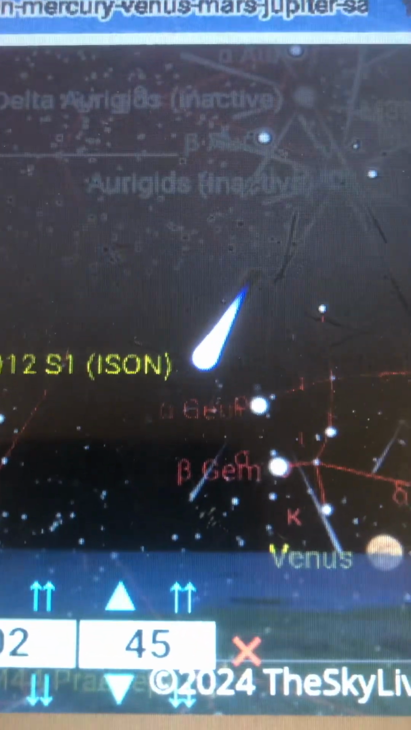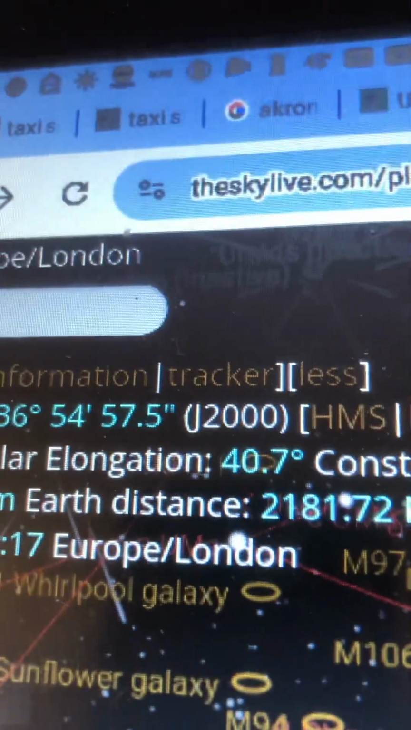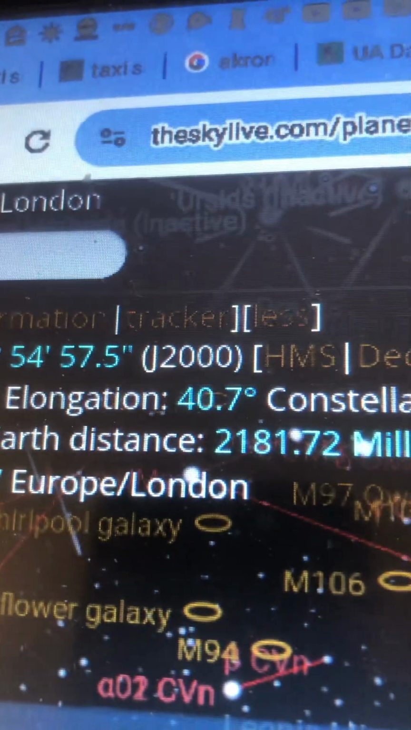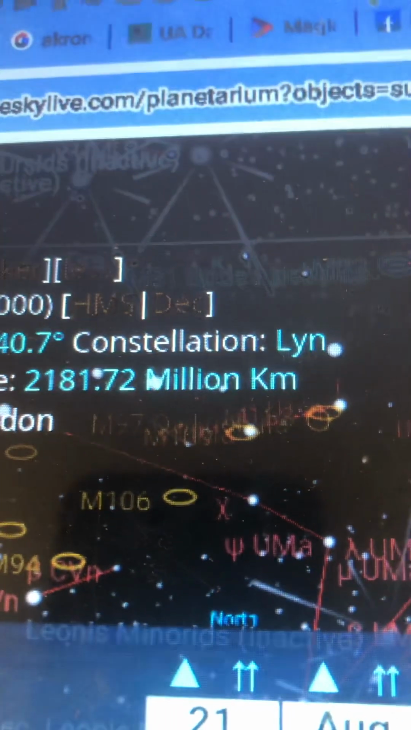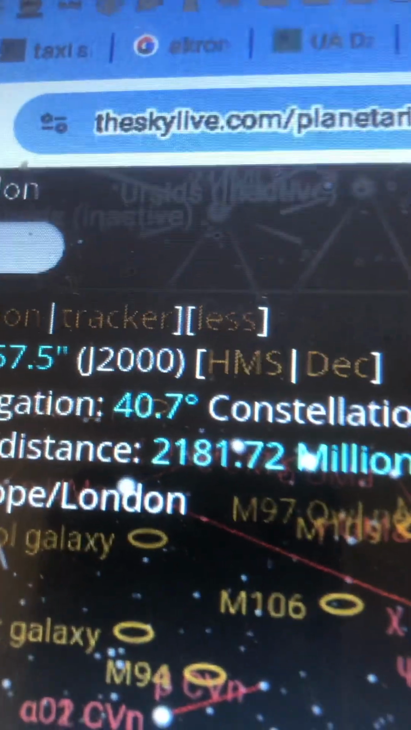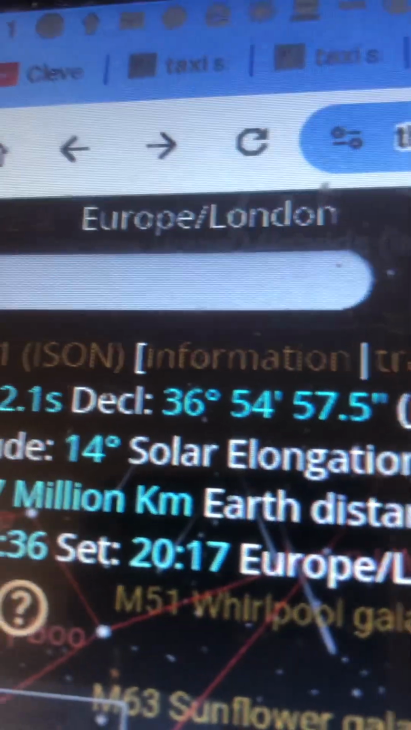As you see, Comet Ison is here. And it's real close. It's real close that day. It's under 2.5 million kilometers, the distance. It was real close that day to us.